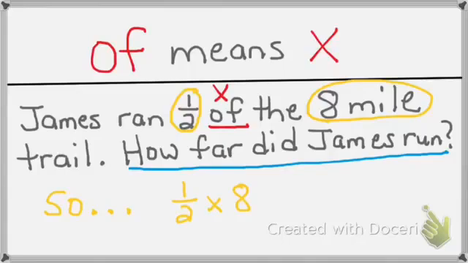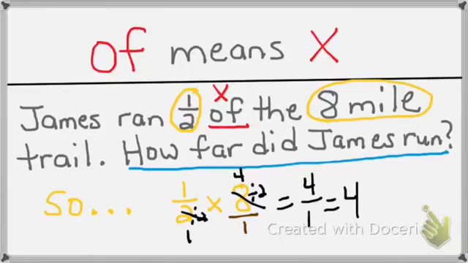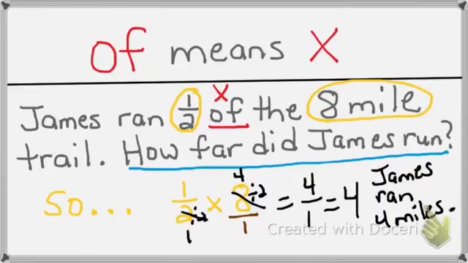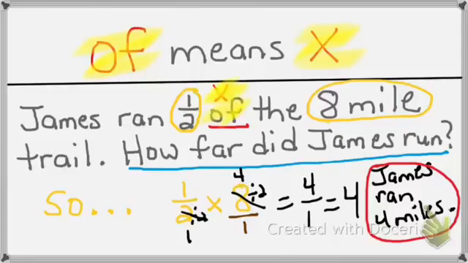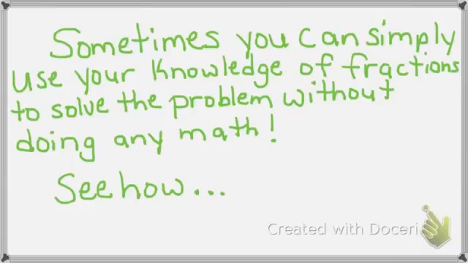So let's go ahead and solve this problem. My 1/2 is a fraction, but my 8 is not, so I'm going to put my 8 over 1. Now I have 1/2 times 8 over 1. Use my GCF to fully simplify and multiply. When I solve the problem, I see that my answer equals 4. So James ran 4 miles. That's my final answer. So for this first fraction hint, of means times when it comes after a fraction. Sometimes you can simply use your knowledge of fractions to solve the problem without doing any math. Let's see how that works.